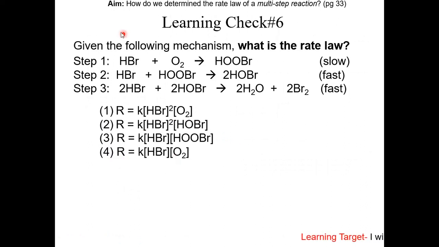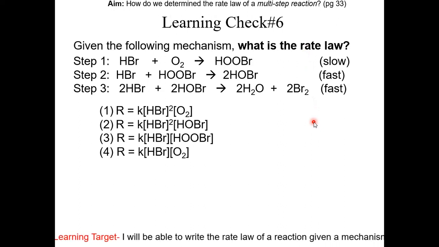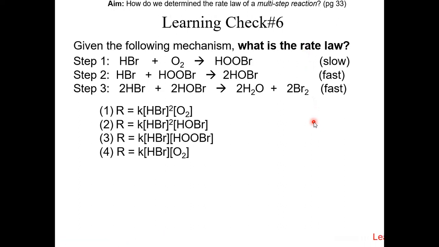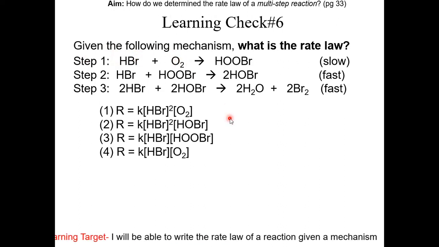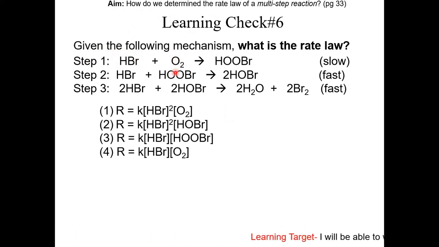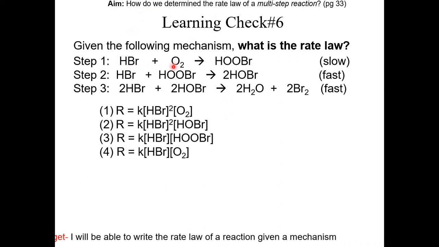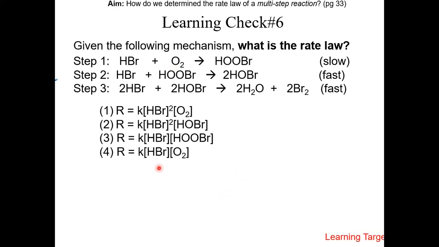Learning check number 6. Given the following mechanism, what is the rate law? Pause the video, resume when completed. The rate law is based off the slowest step in the reaction, which is step 1. Step 1 has 2 reactants, HBr and O2. The rate law will be based off those 2 substances. Both HBr and O2 have a coefficient of 1, therefore the order will also be 1. So the answer is choice 4.